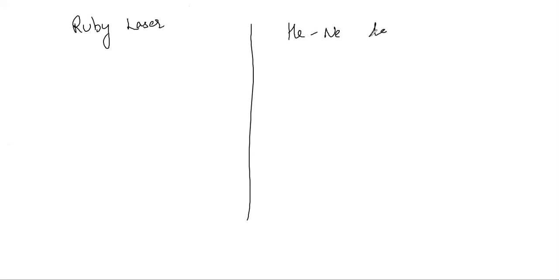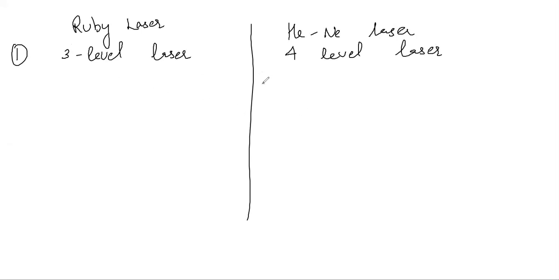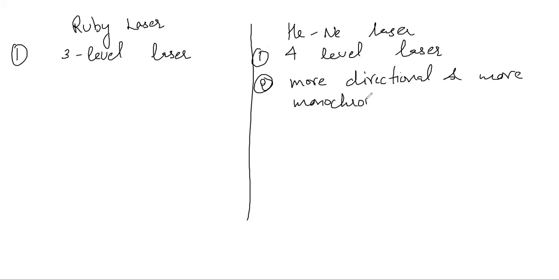So in the last class, we did talk about the ruby laser and the helium neon laser. If we want to make a comparison between these two lasers, one simple difference is that this is a three-level laser, whereas this is going to be a four-level laser. The light emitted from the helium neon laser is going to be more directional and more monochromatic. I'll tell you why that is so, as compared to this case here.